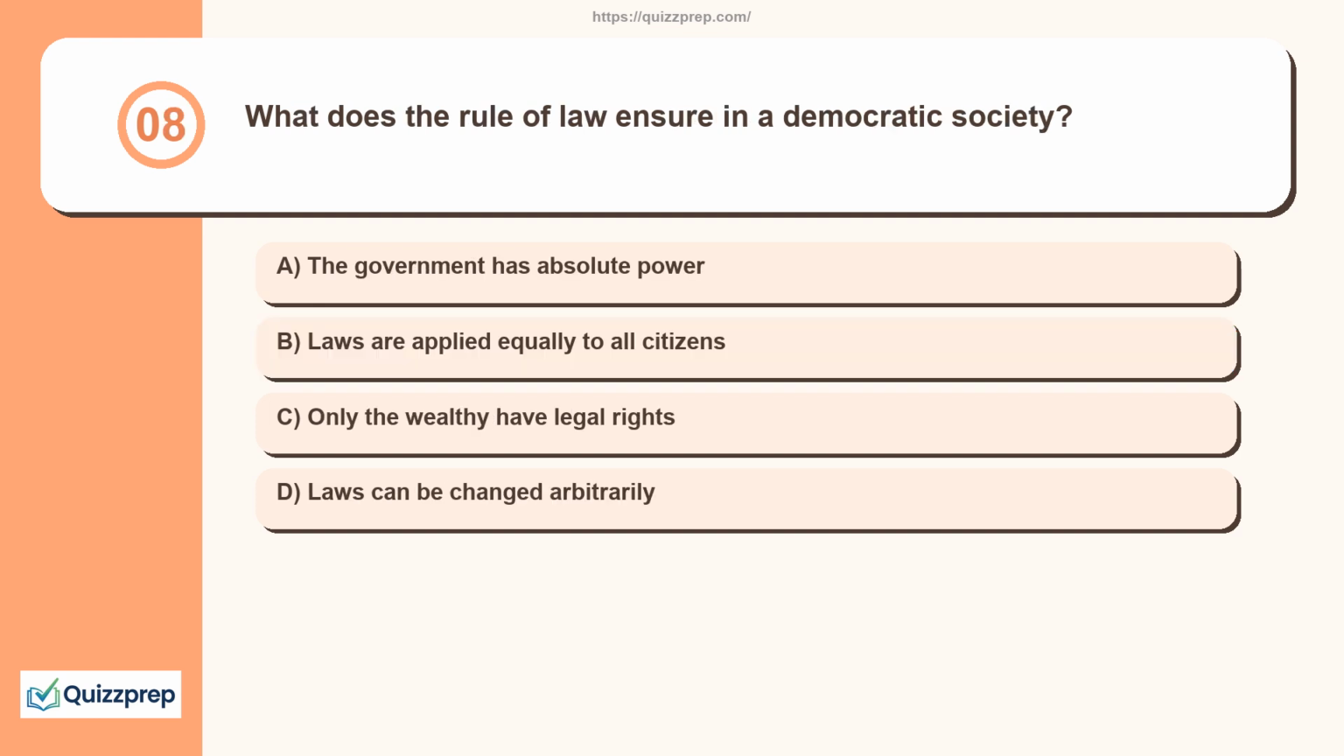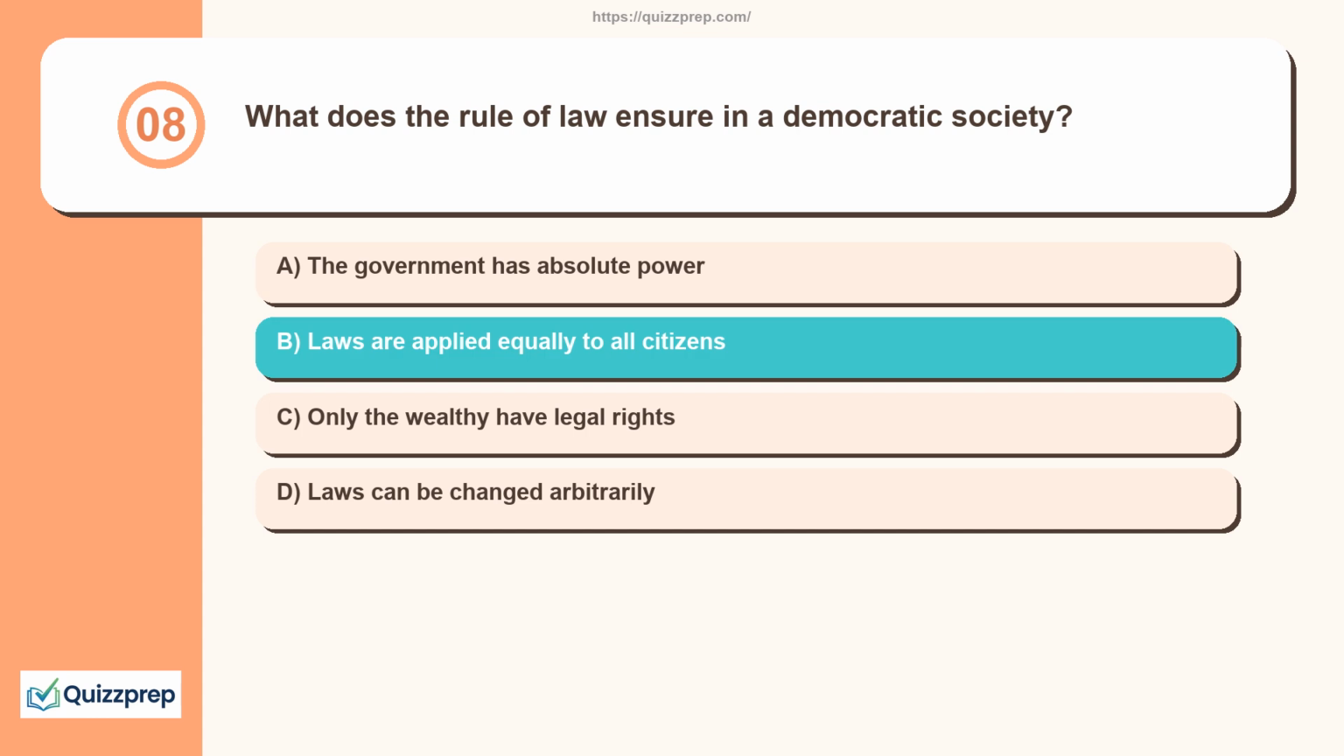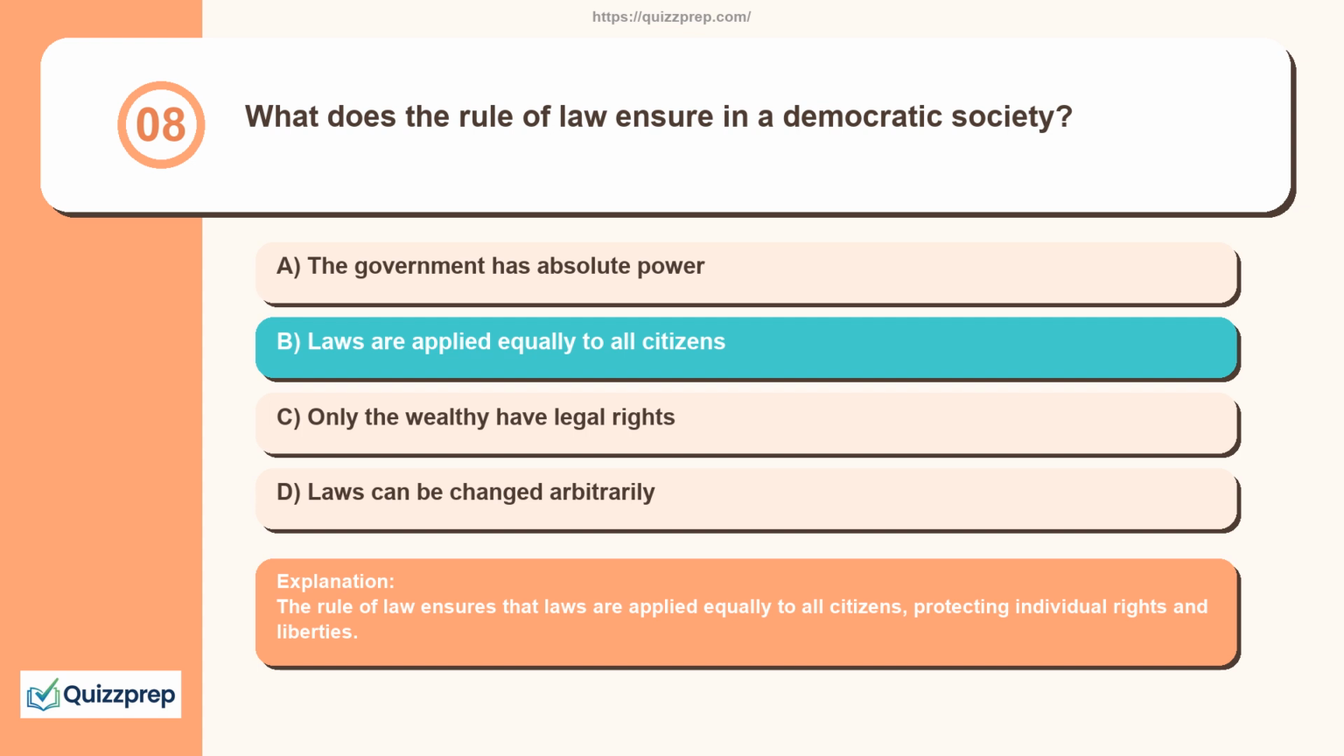Question 8. What does the rule of law ensure in a democratic society? The government has absolute power. Laws are applied equally to all citizens. Only the wealthy have legal rights. Laws can be changed arbitrarily. The rule of law ensures that laws are applied equally to all citizens, protecting individual rights and liberties.